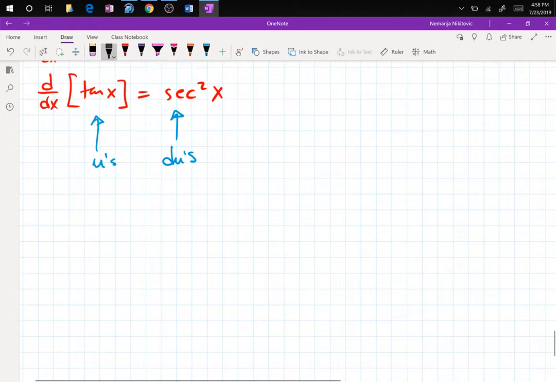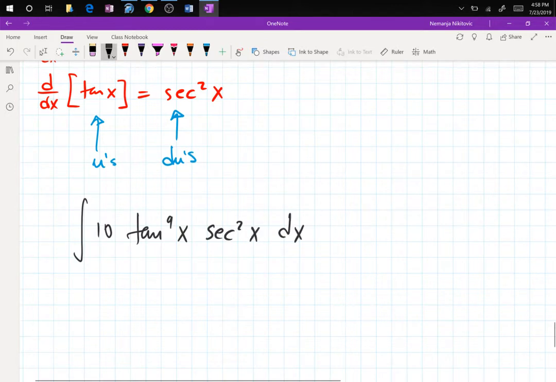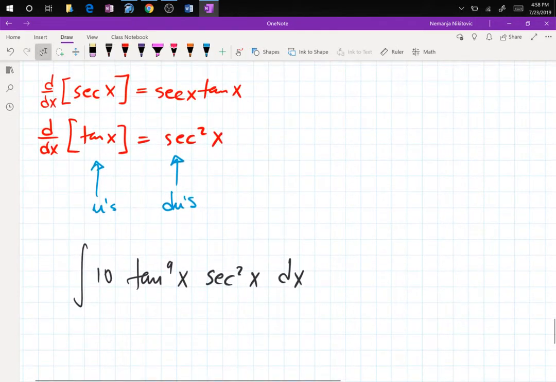So let's take a look at an example. Say you have, we'll do something simple that you should be able to do just by looking at the problem. Integral of 10 tangent to the 9th x secant squared x dx. So the secant tangent pair doesn't have the issue with odd and even exponents and all that, because you have the derivative definitions or calculations, and you just get to use that.